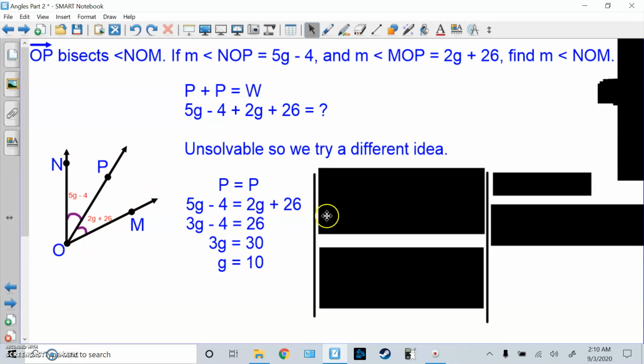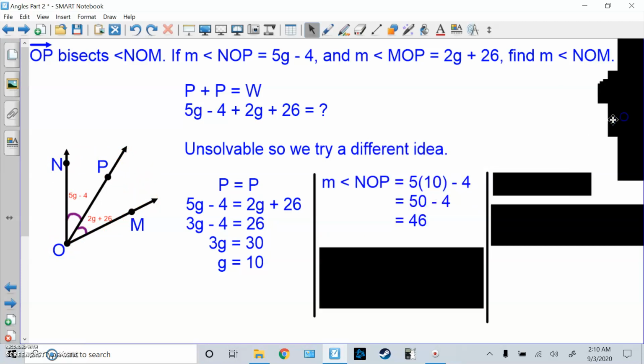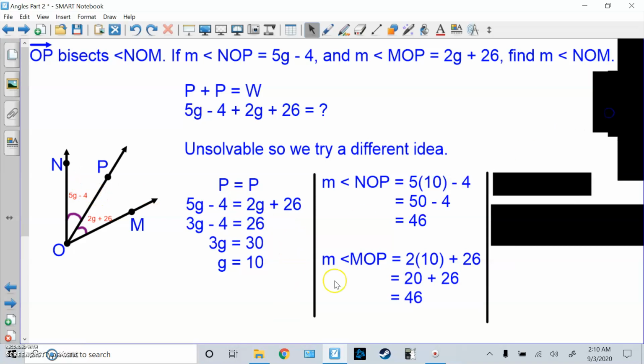Well, let's plug it in. If I plug into the top, NOP, it'll be 5 times 10 minus 4. 50 minus 4 is 46. So I know this is 46. Let's plug into the bottom. If I do 2 times 10 plus 26, that's 20 plus 26, that's 46. Well, I should have known that from before because they're the same, right? If that's 46, then it has to be 46.